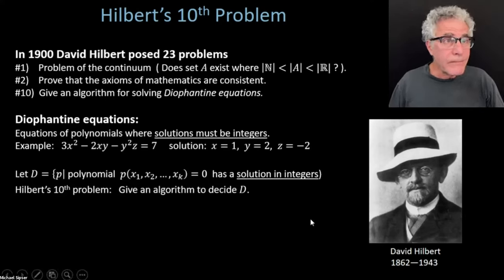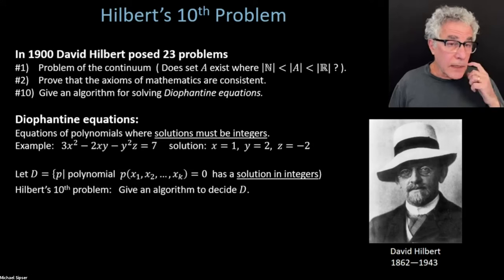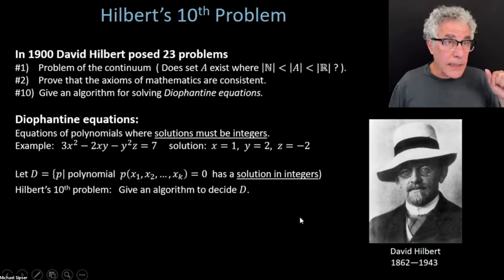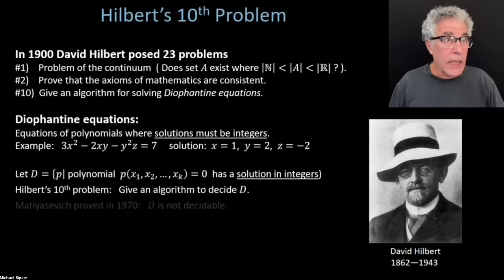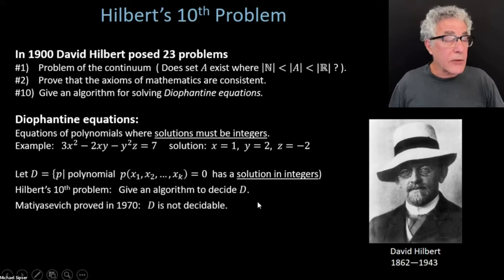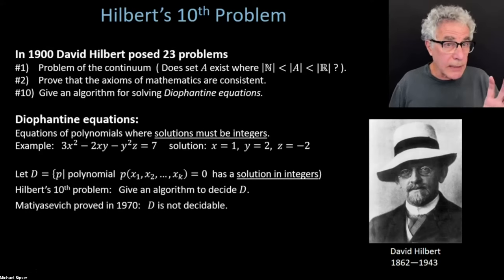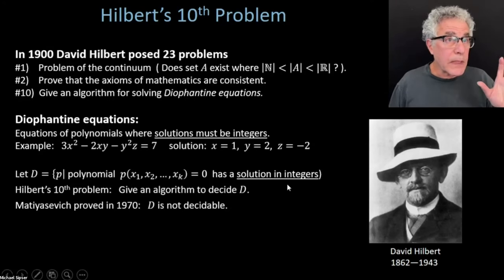That was what Hilbert asked in his 10th problem: give an algorithm. Now, as we know now, it took 70 years to get the answer that there is no such algorithm. It's an undecidable problem. And we'll talk about that a little bit later in the term. But D is not a decidable language.